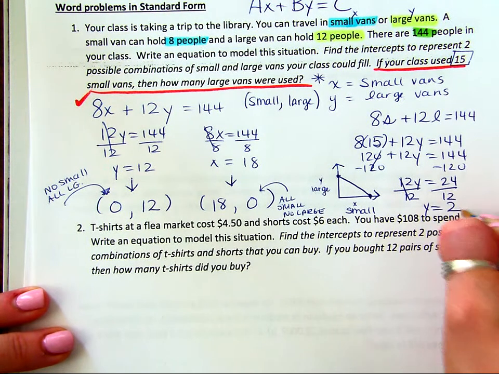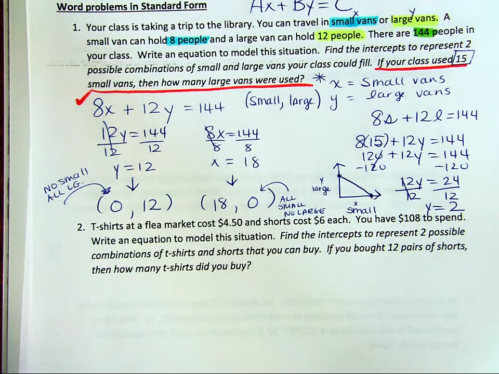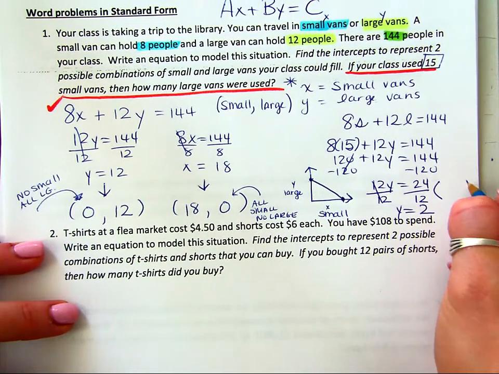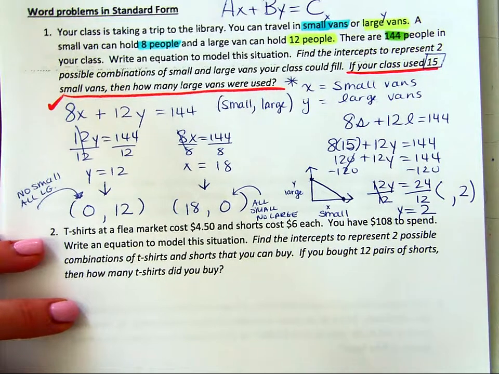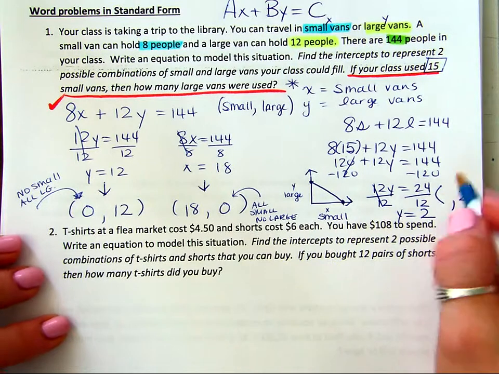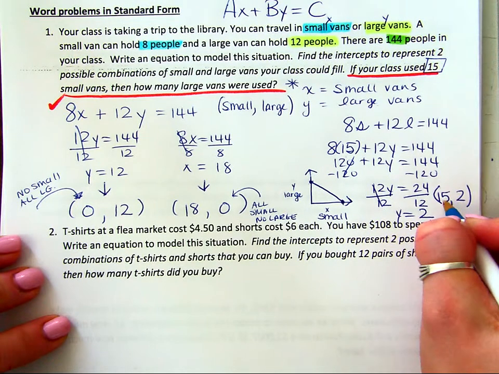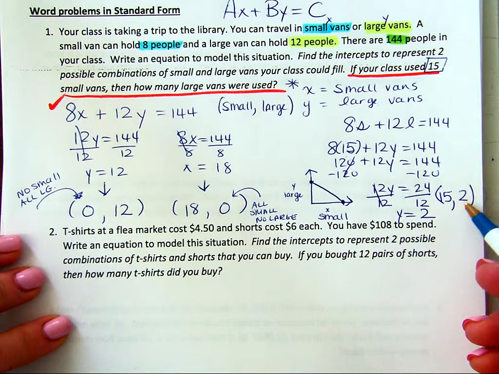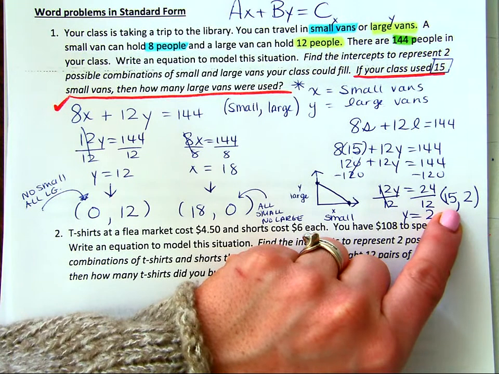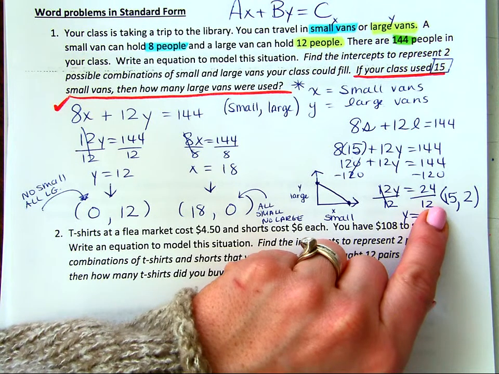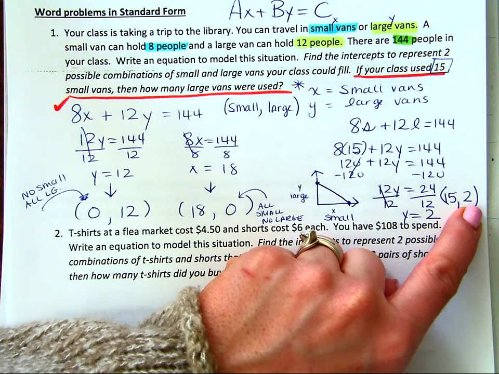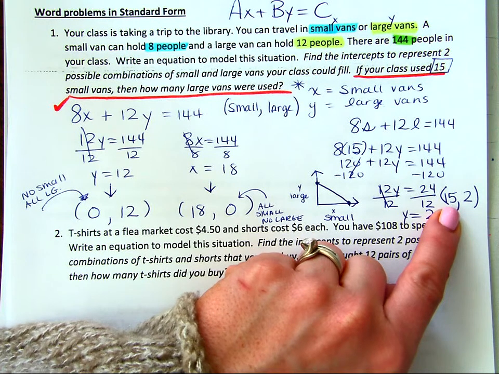But what else? How do we wrap this up? So when your y value is 2, what was your x value? 15. So when I made my x value 15, my y value was 2. Whew. What does that mean, though? If they only have 2 large buses or vans that are available, then I'm going to need 15 small.